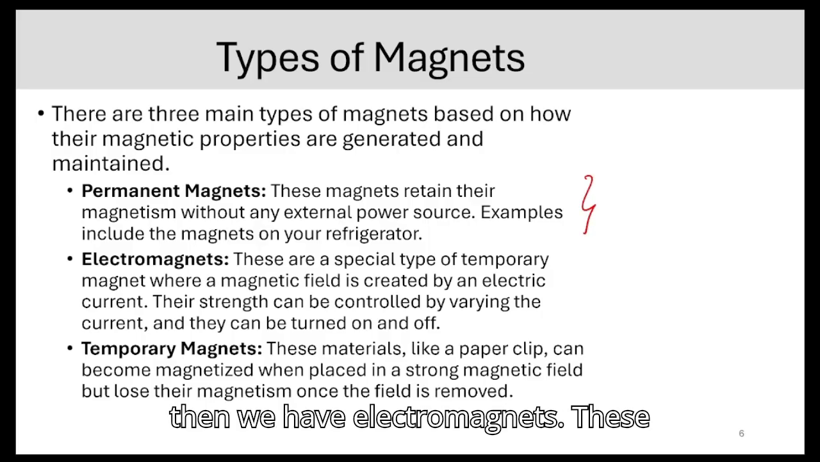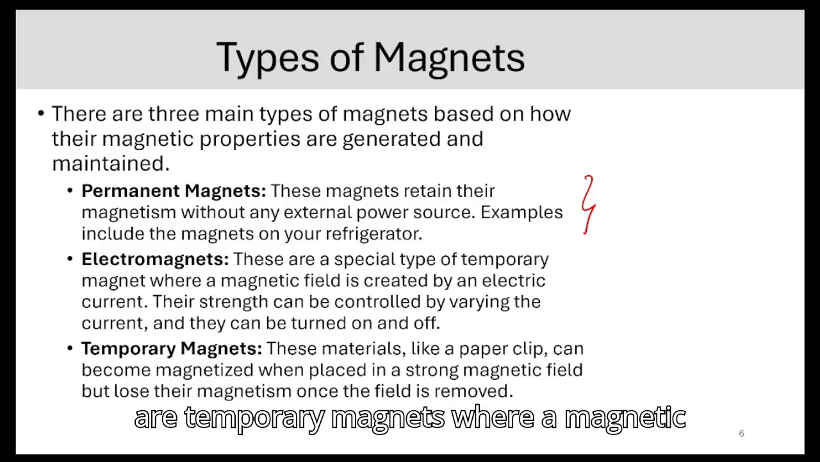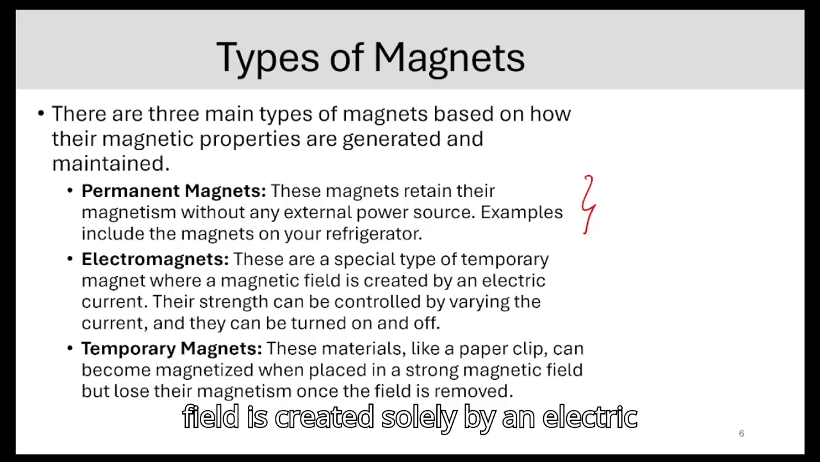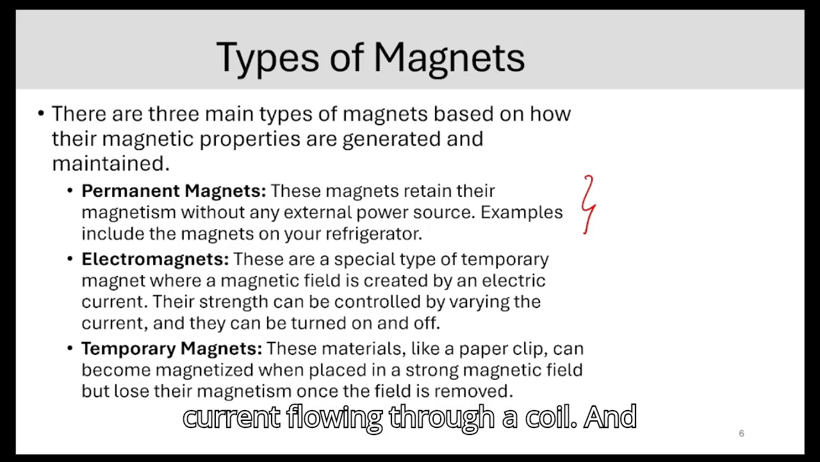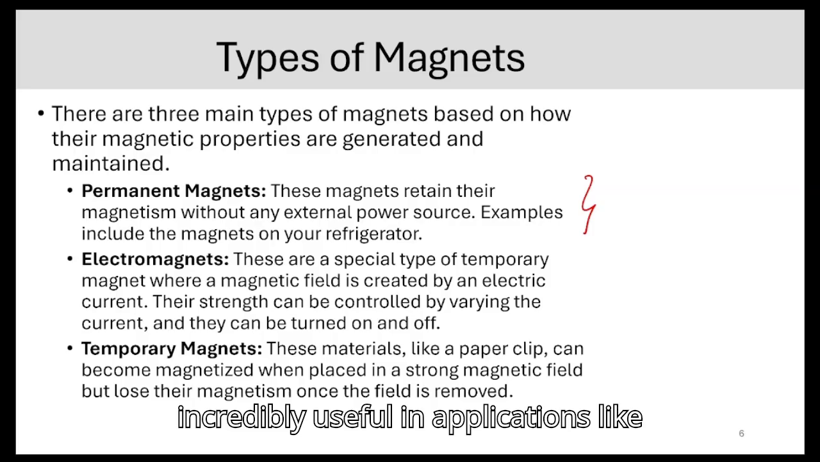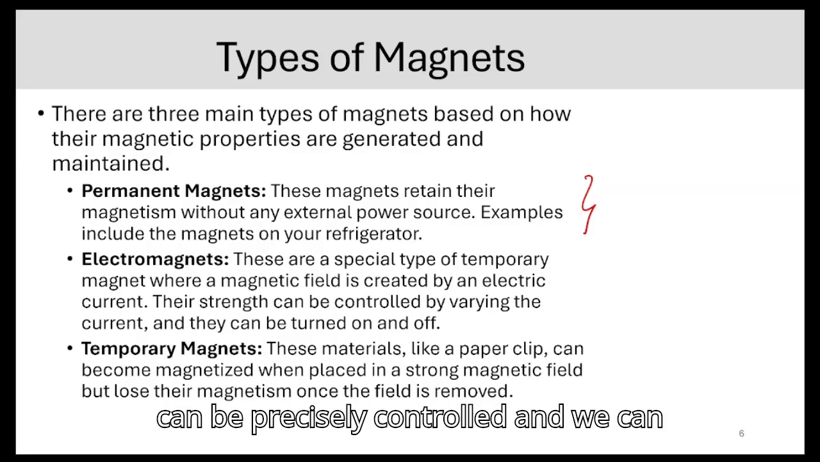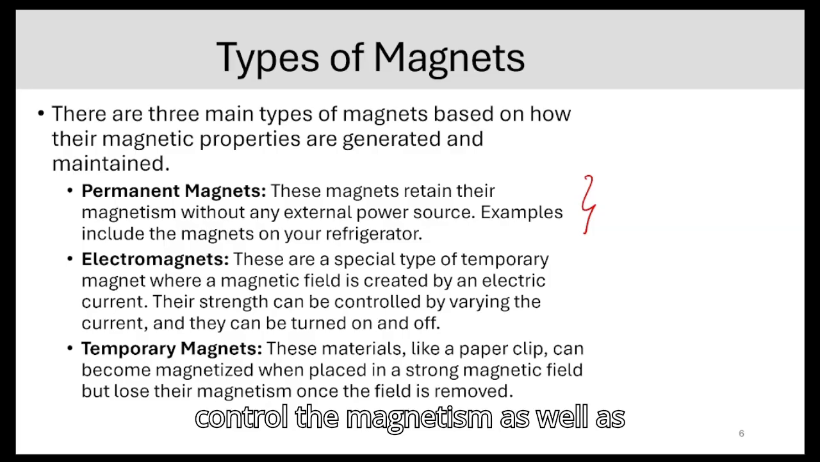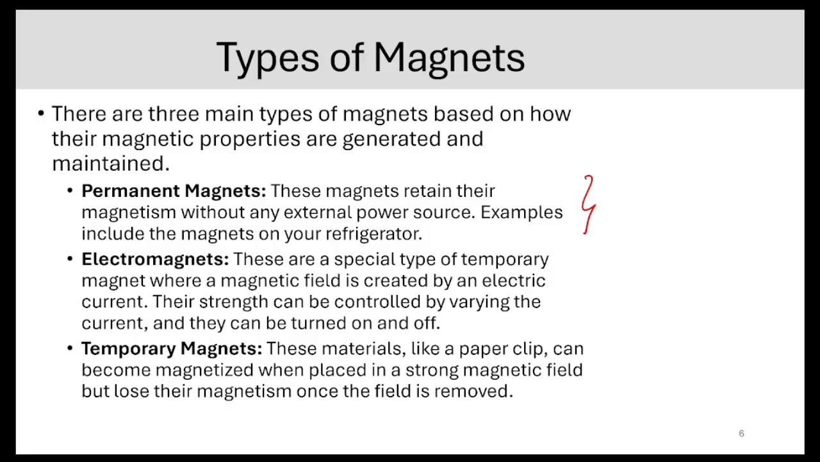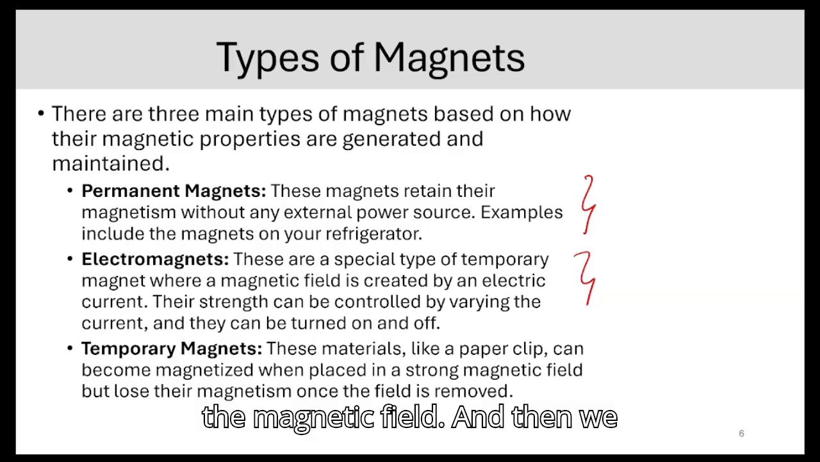And then we have electromagnets. These are temporary magnets where a magnetic field is created solely by an electric current flowing through a coil. These electromagnets are incredibly useful in applications like motors and relays, because they can be precisely controlled. We can control the magnetism as well as the strength of the magnetic field, and we can simply switch the magnetic field on or off.